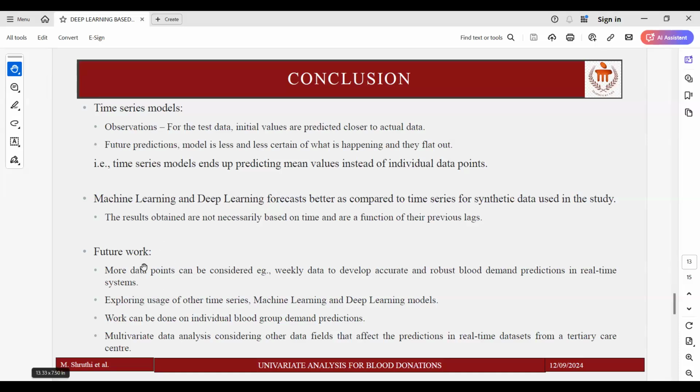So those data points can be considered. And instead of monthly frequency, weekly data can be considered to develop accurate and robust models. Other time series machine learning and deep learning models can be explored. Work can be done based on individual blood group demand predictions.